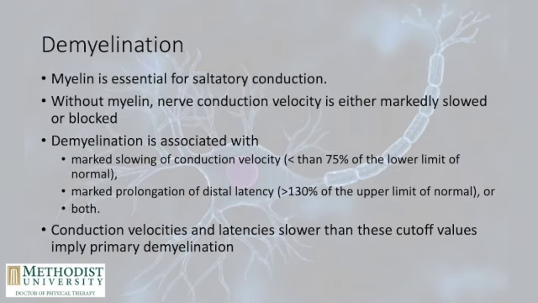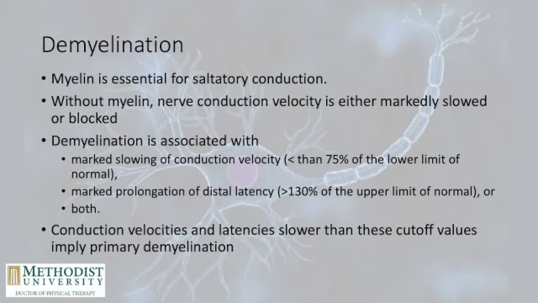So in terms of demyelination, myelin is essential for saltatory conduction. We have to have myelin. Without myelin, nothing's getting through. It's the insulation around the nerve. It is essential for nerve conduction.